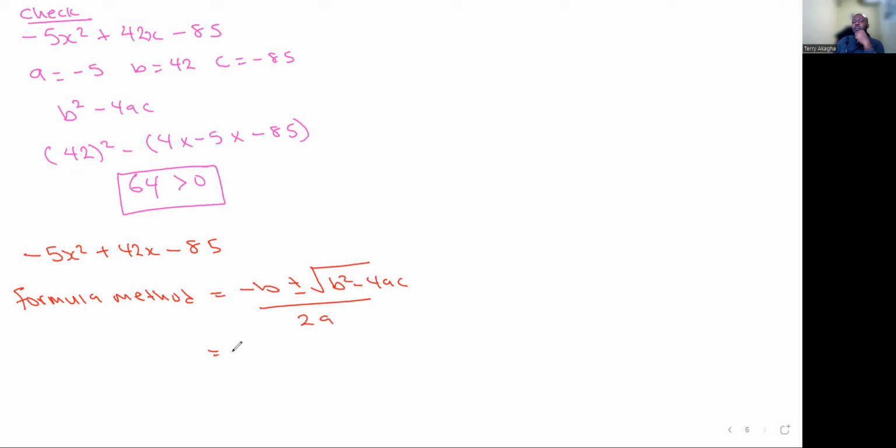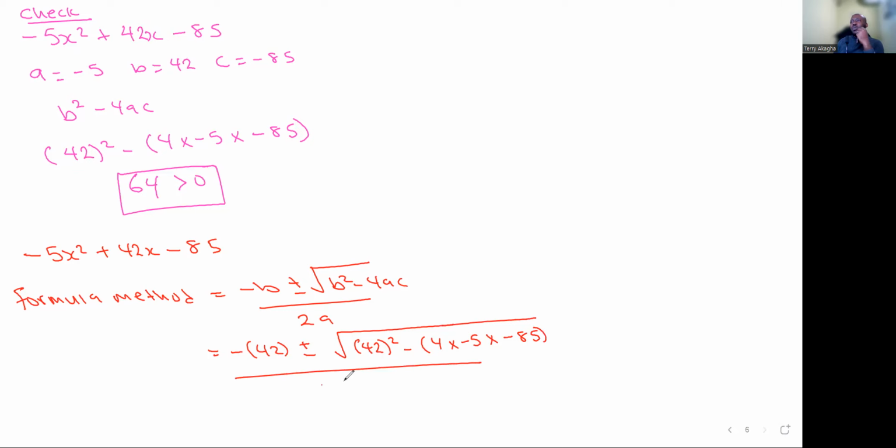Okay, so our x, as you can see, is minus b, that is minus bracket 42, plus or minus the square root of 42 all squared, minus 4 times the a, which is minus 5, multiplied by the b, the c is what? Minus 85, all divided by 2 times minus 5. Okay?